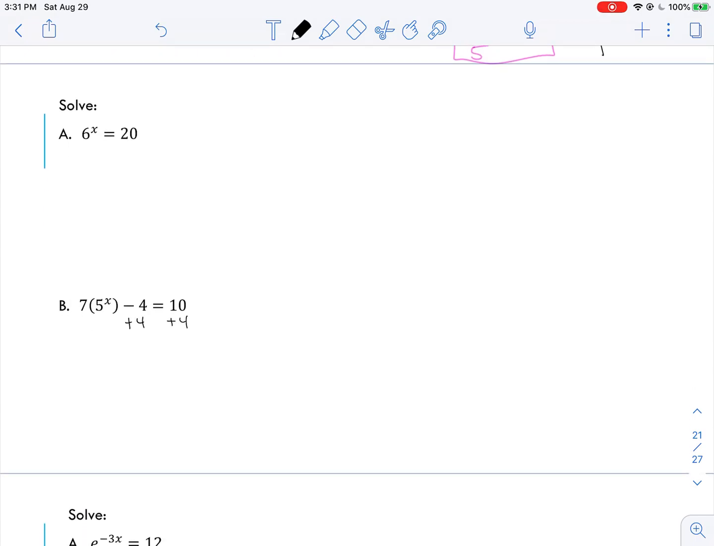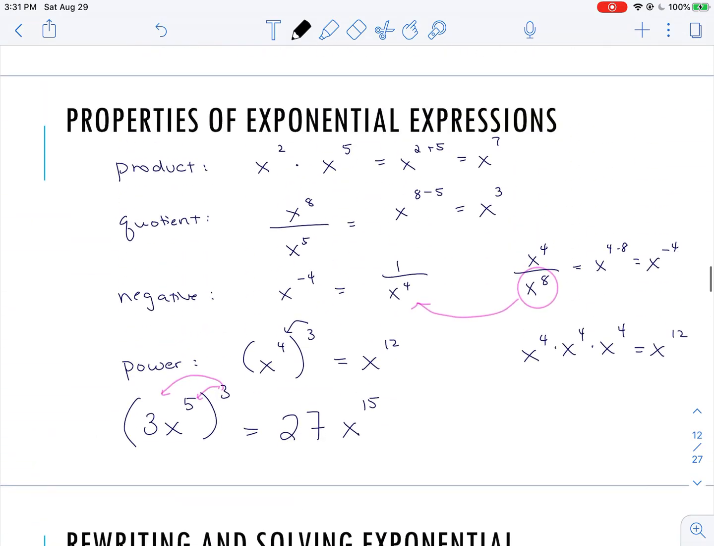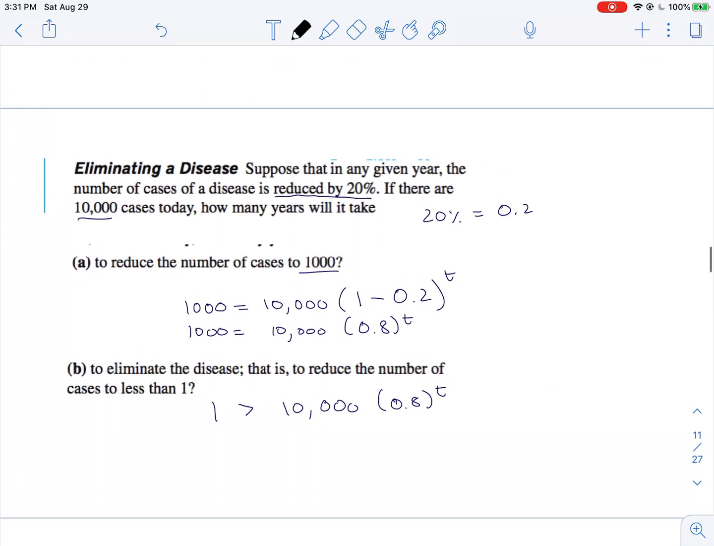On B, I would add 4 first, and then you have 7 times 5 to the x equals 14, and then divide by the 7 before you get started. So then you have 5 to the x equals 2, write it in logarithmic form, and then you guys can try.